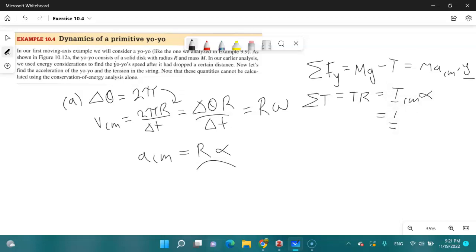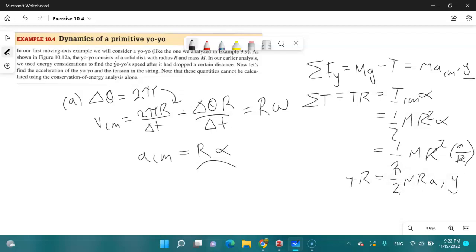So we have half of the mass times r squared times alpha here. And this is also equal to half the mass times the radius squared times the acceleration over the radius, so we can cancel out these radii. And then we're going to be left with the tension times the radius equal to half of the mass times the radius times the acceleration in the y direction, and we can once again cancel the r's if we divide on both sides. And this leaves us with the tension equaling half of the mass times the acceleration, and this is all in the y direction. So that is our tension.